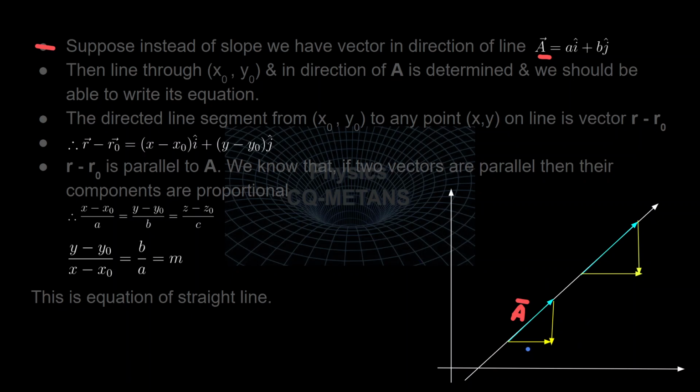So this is the A component. Now see, along i cap, I have A. So this is A and this is B. So rather than slope, if I define a vector A in such a way, then now if I take a line in the direction of A, so this line I am taking over here in the direction of A. So this is the line.